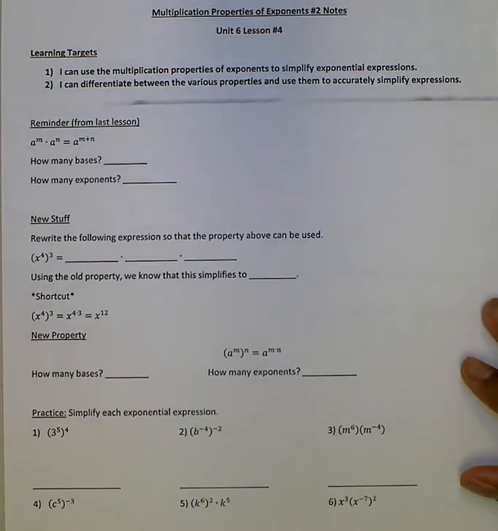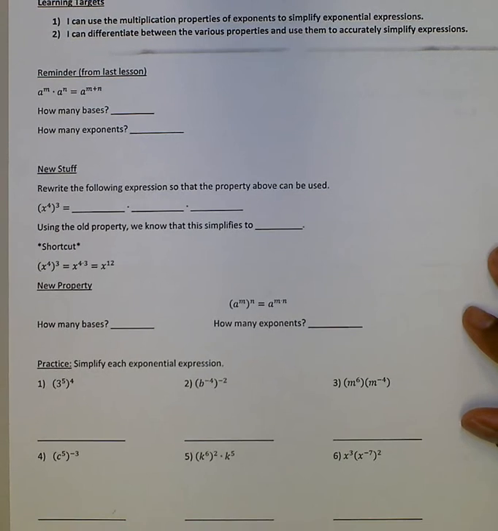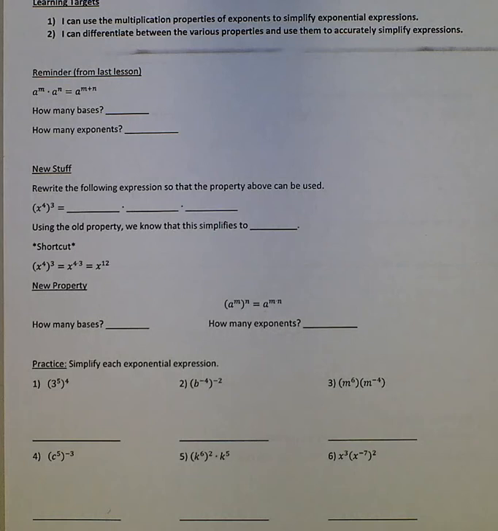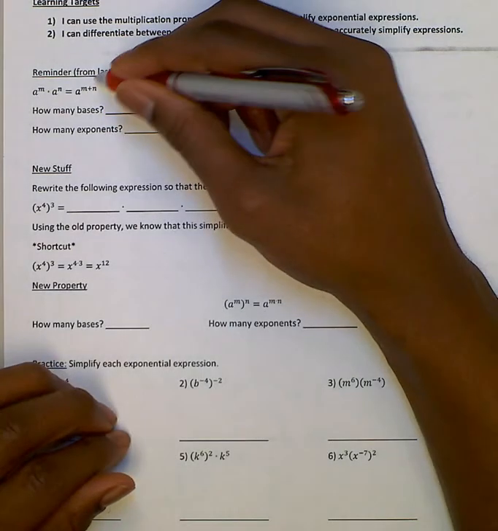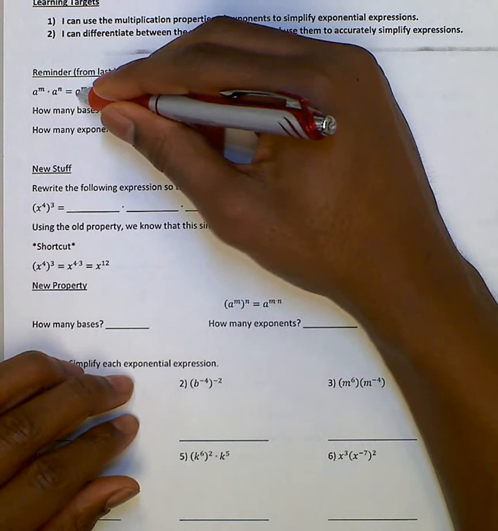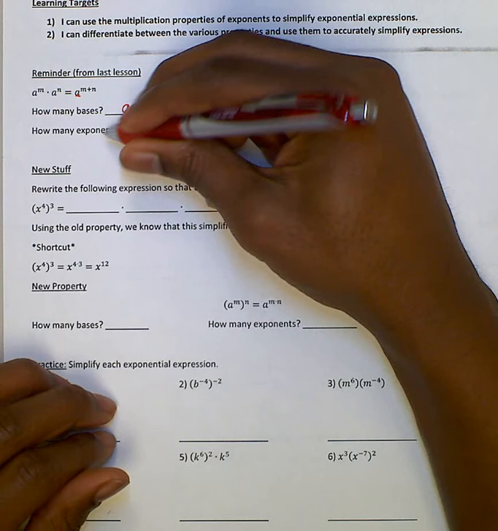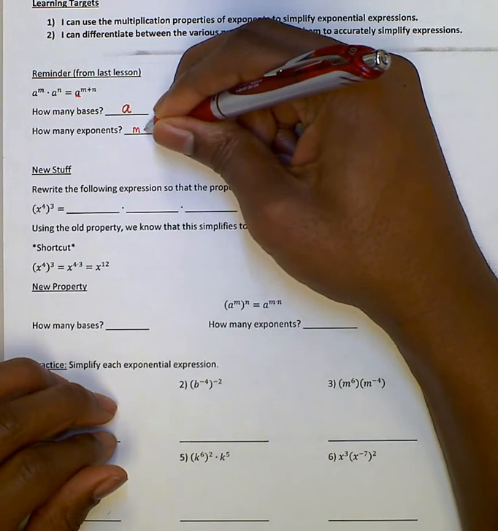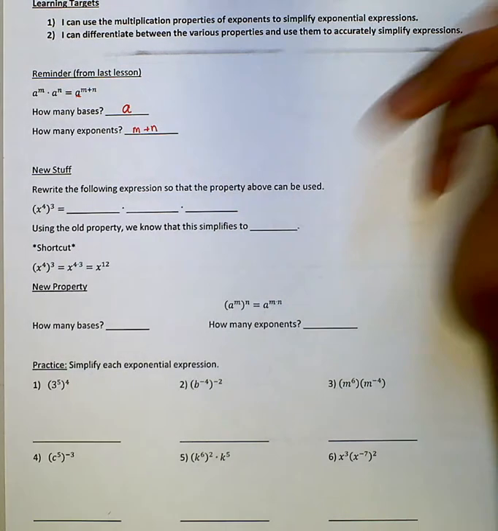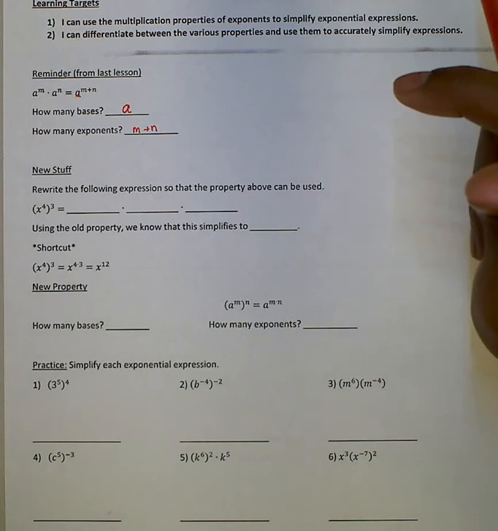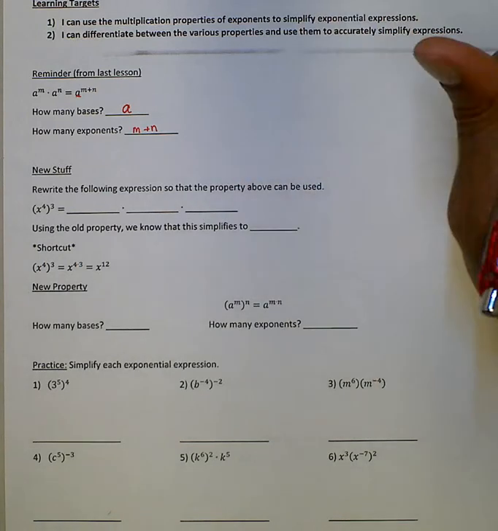Okay, so reminder from last lesson. If we had a to the m times a to the n, we would get a to the m plus n. Okay, so notice there's one base. Base is a, stays a. The exponents are whatever m plus n is. So if we had 6 and 3, it'd be a to the 6 plus 3, or a to the 9. Okay, so that's the rule from last lesson.